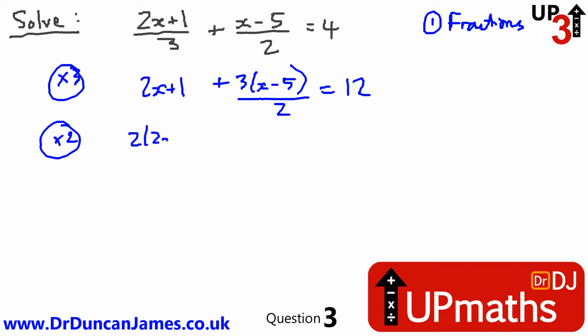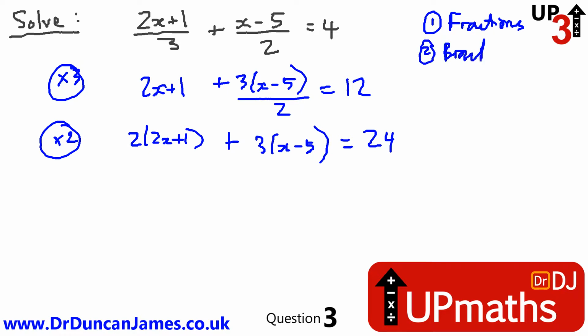So that'd be 2 times 2x plus 1, plus, this is just 3 times x minus 5, because the timesing by 2 is cancelled with the 2 that was on the bottom there, and that makes 24. Let's multiply out the brackets, because, well, lots of reasons, but one reason is it's the next part of my standard approach. That's one way of thinking about it.